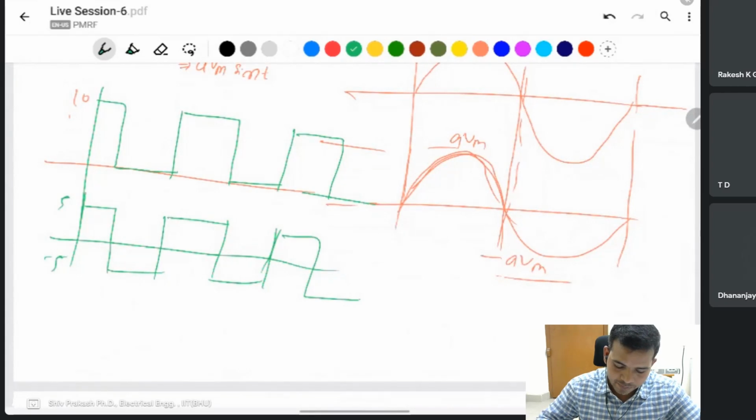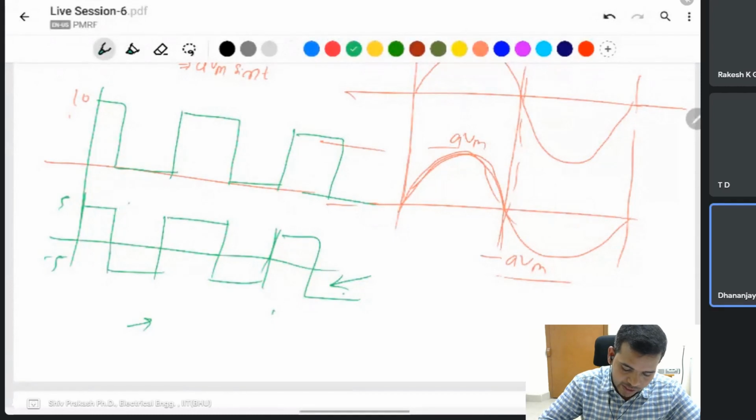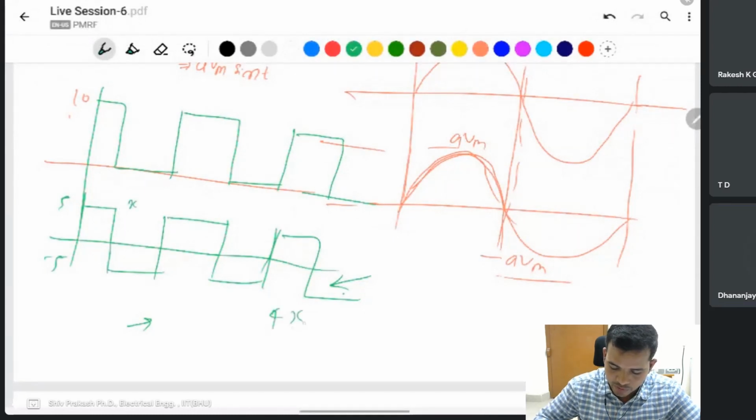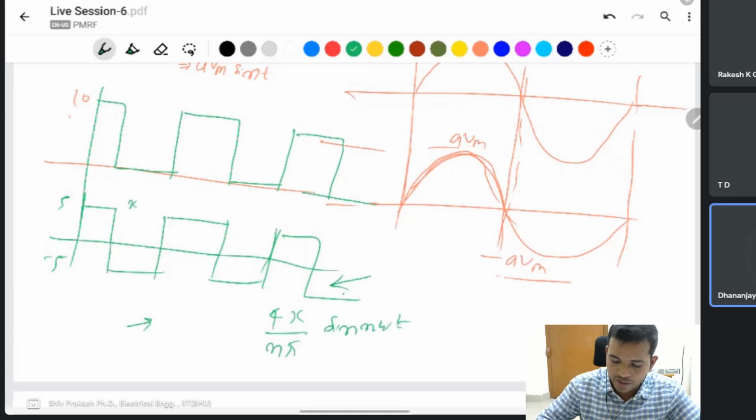For this shifted waveform we are finding the Fourier series. If you find it, it is 4x divided by n pi sin n omega t. This is the final result we are getting for the shifted signal. For the original signal, simply add 5 as a DC value.